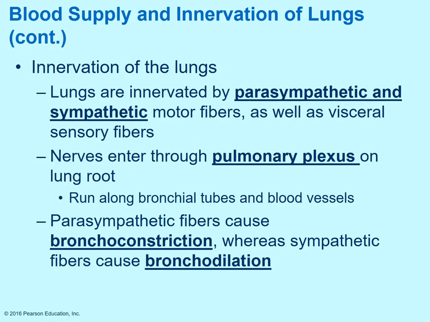The lungs are going to be innervated by parasympathetic and sympathetic nerve fibers. Most of these nerves are coming through what's known as the pulmonary plexus. Parasympathetic fibers tend to cause bronchial constriction, which is going to decrease the diameter of the bronchioles, whereas the sympathetic division is going to cause bronchial dilation, which means it's going to increase the diameter of those bronchial tubes to allow even more air.